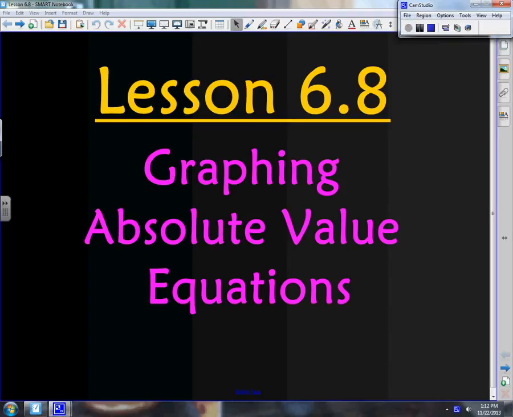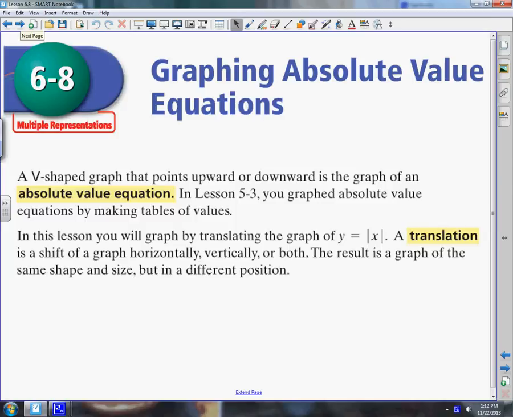Lesson 6.8 is graphing absolute value equations. Now, we've done a little bit of graphing absolute value, so you know that it has a V shape. So write this down, absolute value equation. A V-shaped graph that points upward or downward is the graph of an absolute value equation. In 5.3, you graphed these by making tables of values. So in this lesson, you will graph by translating the graph of y equals the absolute value of x.